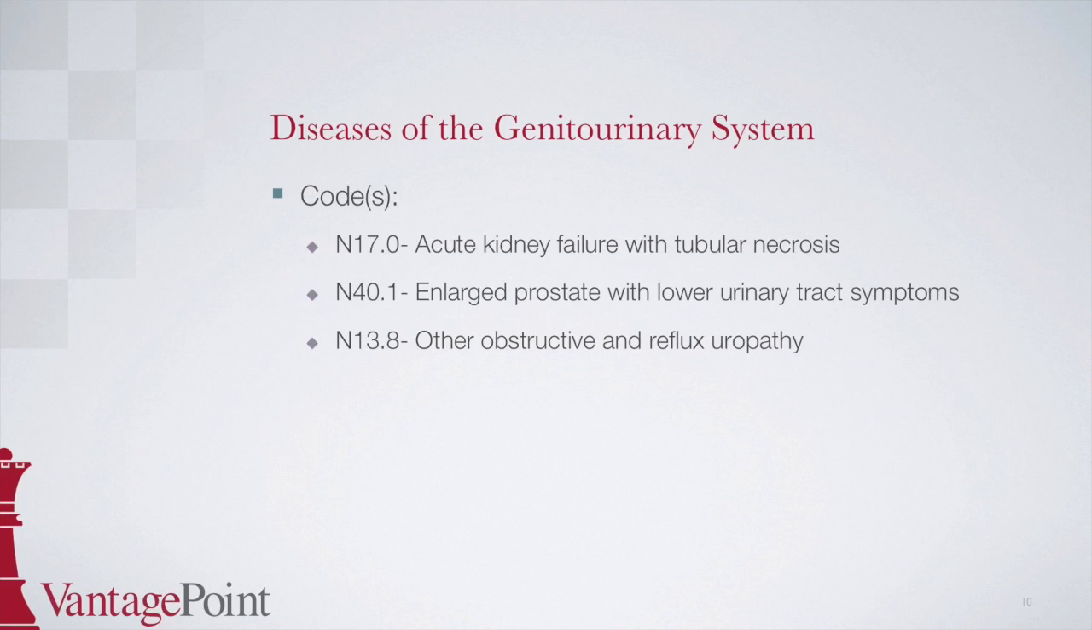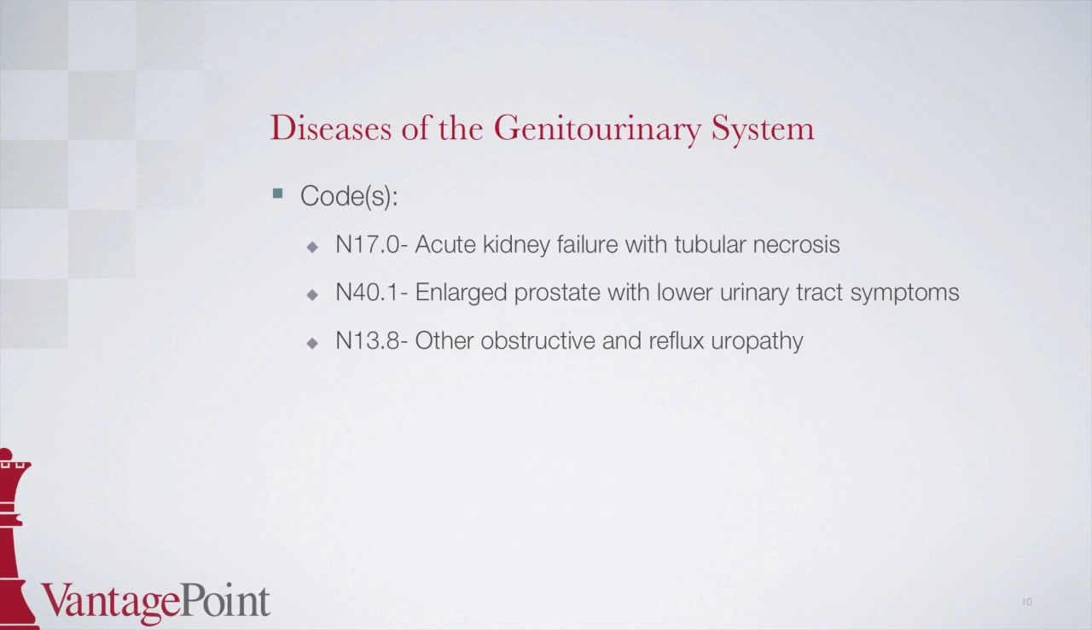The first code is N17.0, acute kidney failure with tubular necrosis. To locate this code, start at failure in the alphabetic index, then find kidney and then acute. Here there is a note which states, see also failure, renal, acute. After following these directions, find the word with, and then tubular necrosis indented below, which points to N17.0, which you would then confirm in the tabular.